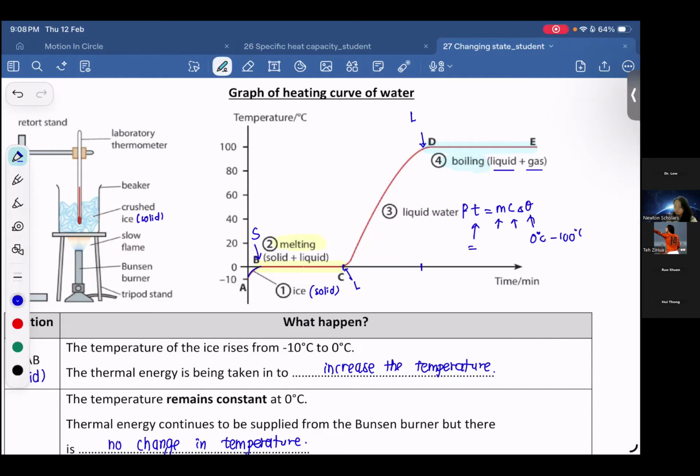Here again, we supply the heat using the Bunsen burner, so the liquid receives the heat energy. But the temperature doesn't change because there are two reasons here. Just now we understood it was to weaken the bond. Here, one reason is we want to break the bond, completely break the bond, so that it goes from liquid to gas. So this is one.